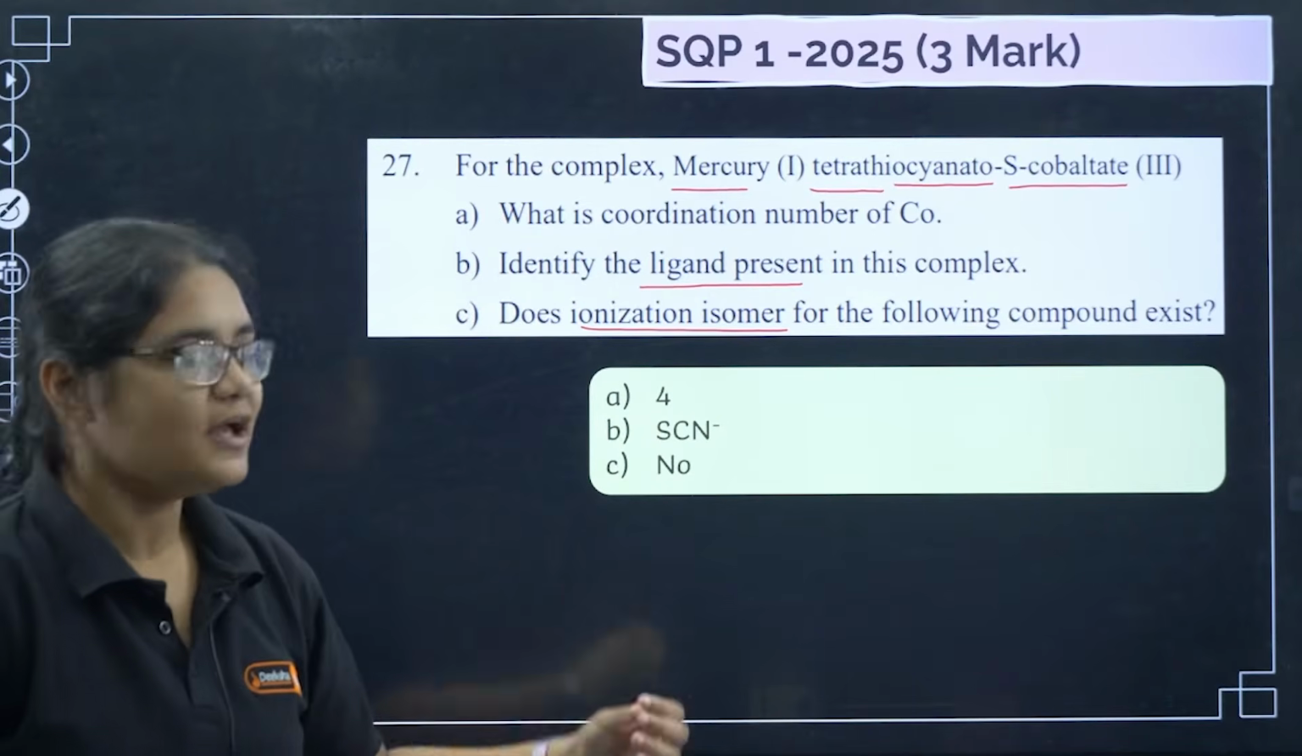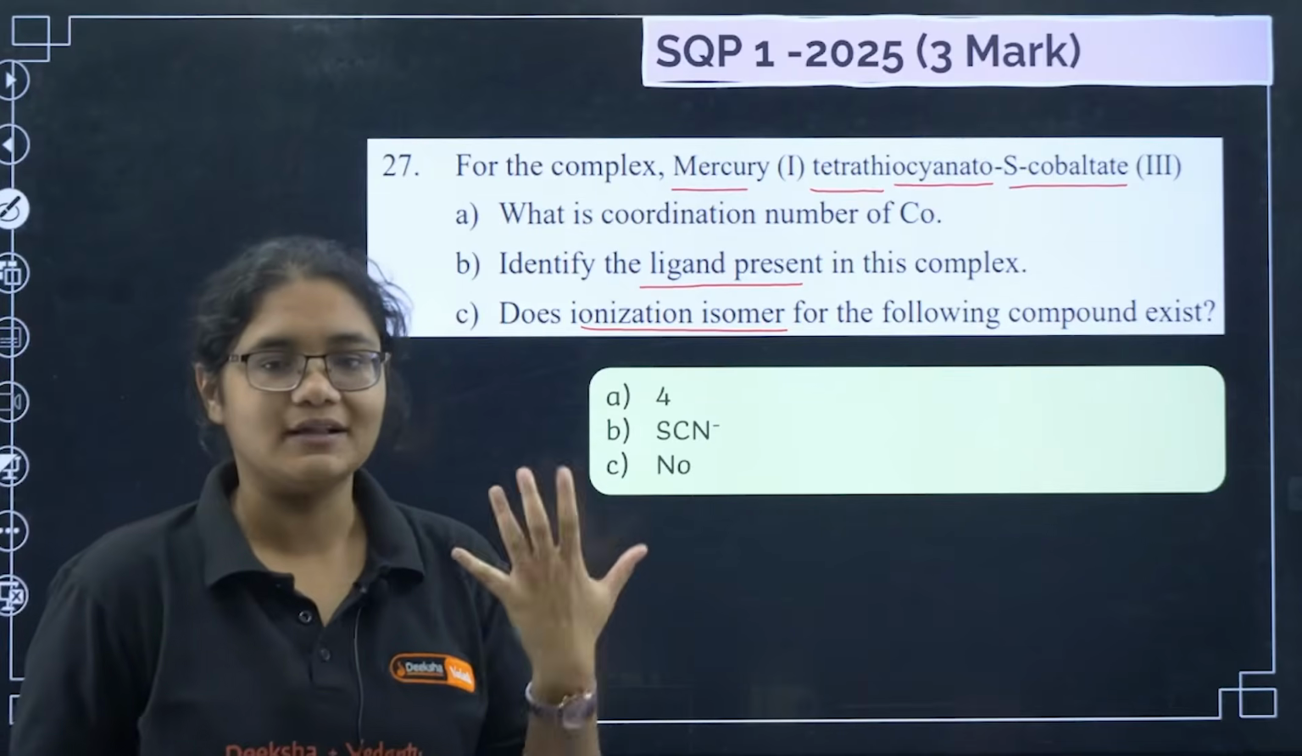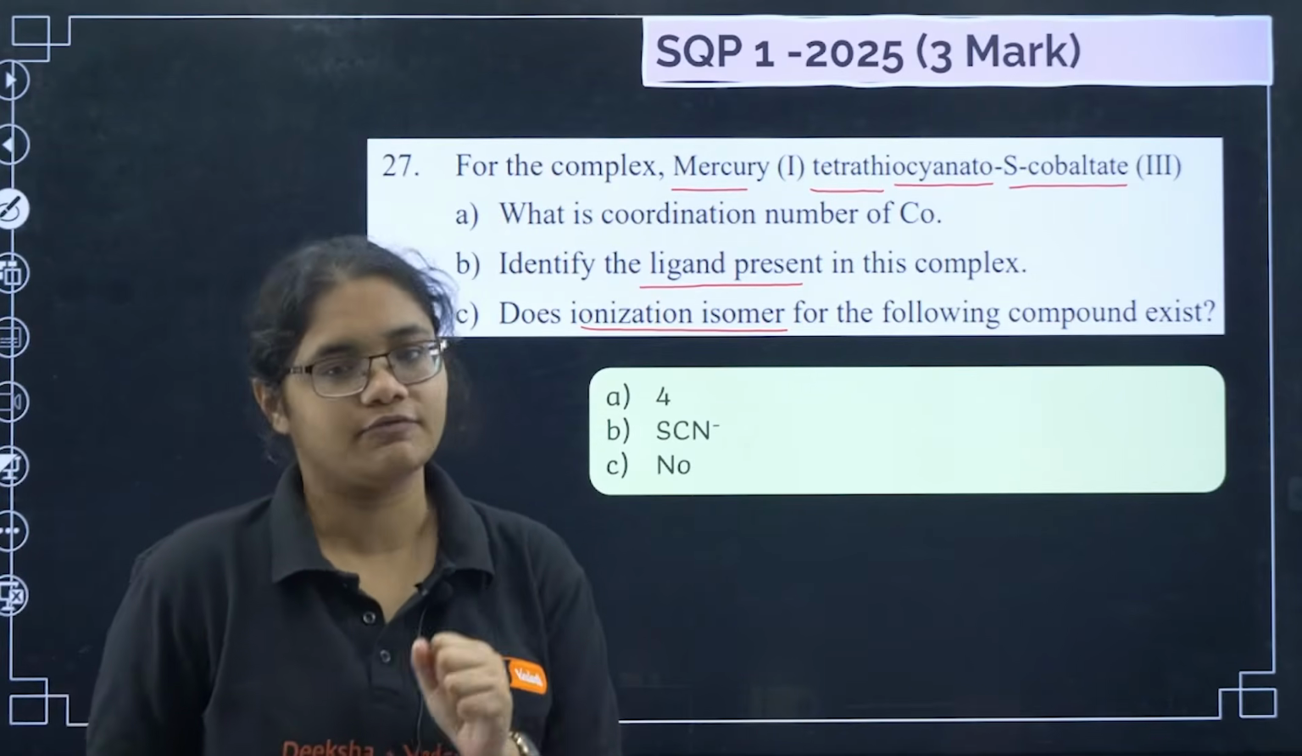You have to find the coordination number of Co, identify the ligand present in this complex, and whether ionization isomerism exists here or not. So you can already see the answer, but to be able to answer this, we need to know the structure of the compound.